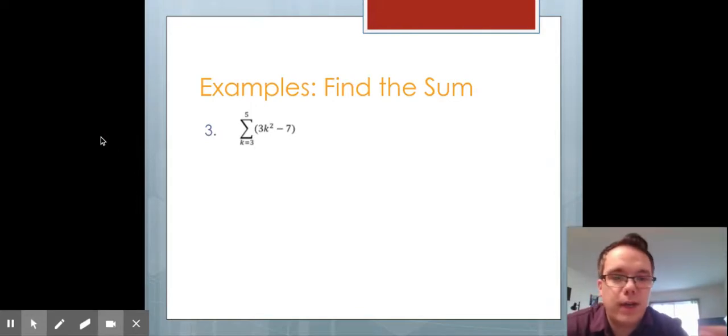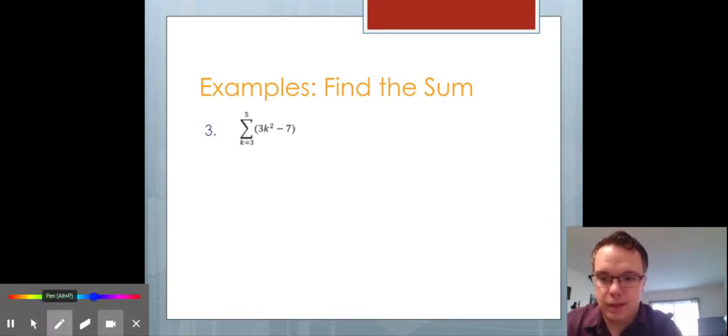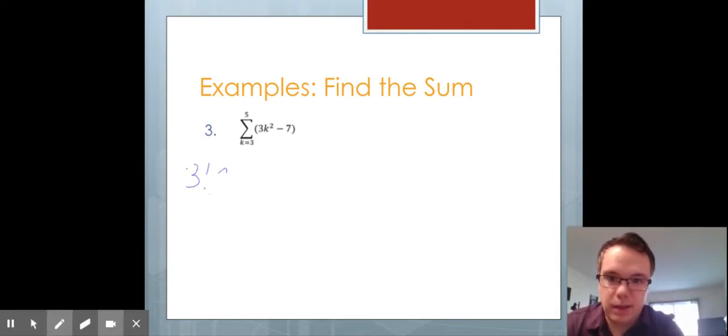All right, third and final example. We have an index of 3 again, so we're going to start at 3, not 1, and we're going to go to the fifth term. We're going to plug in the numbers 3 and then 4, and then we're going to stop at 5 because 5 is our max there. If we plug in 3, we get 3 times 3 squared minus 7, and if we figure that out, that is 20.